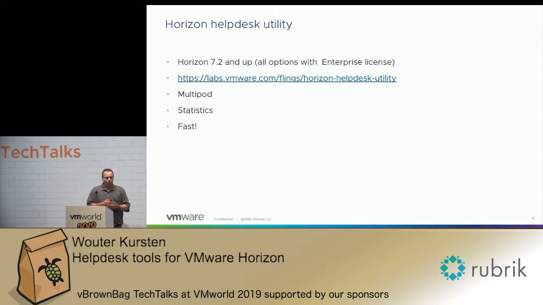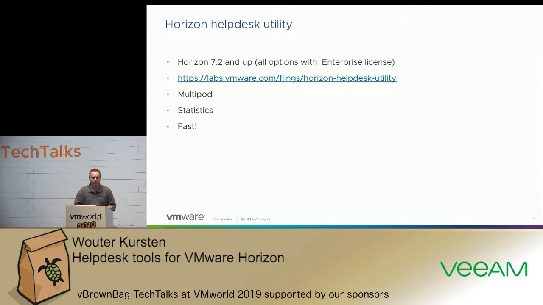And when can we use it? Since Horizon 7.2 it's available. You need the enterprise license for all options to be available. You have some options when you're not on the enterprise level, but same with the admin interface, those options are available over there. You see the URL, it's multi-pod, but you see only one pod at a time. You can switch to another pod to get the information from there. It gives you a lot of statistics and it is really fast.